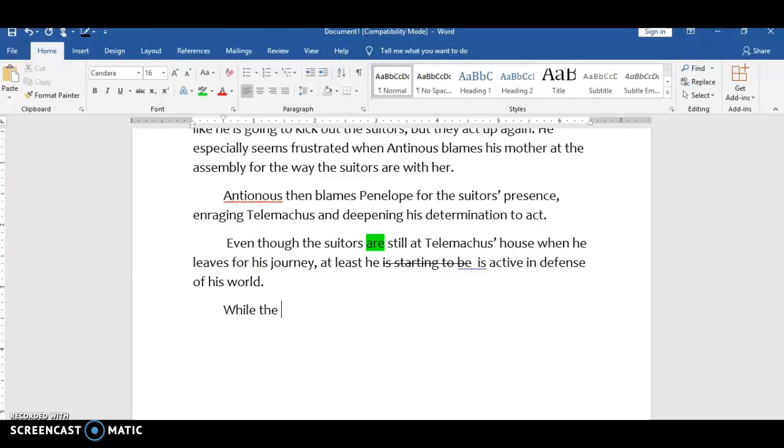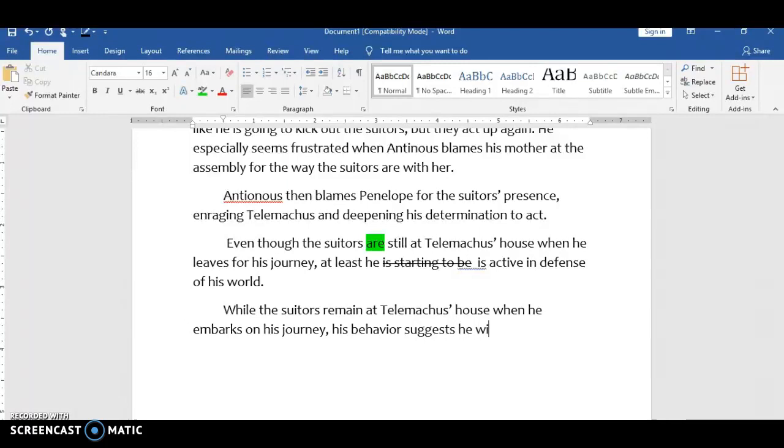While the suitors remain at Telemachus's house when he embarks, ooh, there's another good verb, spell it right, embarks on his journey, his behavior suggests he will act in defense of his world. And there you have it.